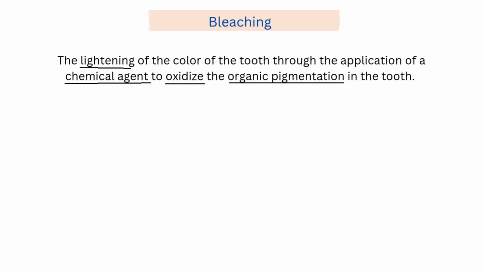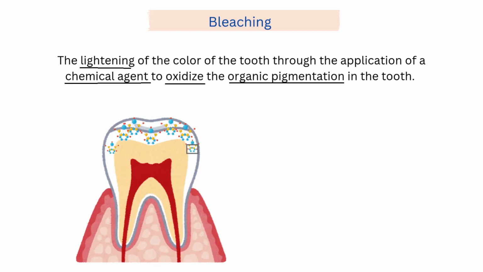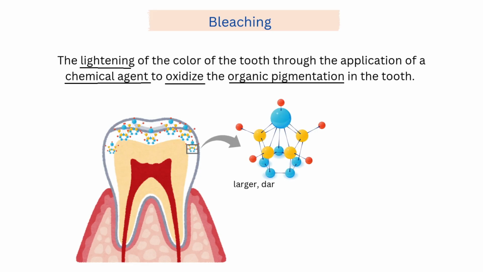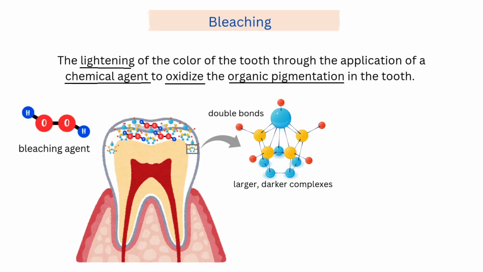Now, let's look at the underlying biochemical mechanism. The intrinsic stain molecules are large complex organic molecules, and they're attached via double bonds. These double bonds are the ones responsible for the darker appearance of the stain molecules. Once adequately applied, the bleaching agent reaches the stain sites within the enamel and dentine. The free radicals of the bleaching agent interact with the organic molecules to attain stability. The bleaching agent opens the more highly pigmented carbon ring, which is responsible for giving the tooth a yellow color, and converts it to carbon chains.